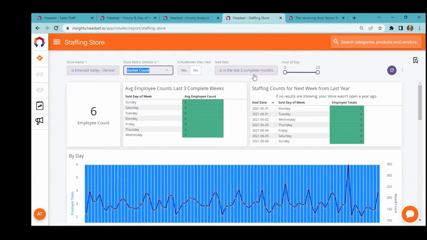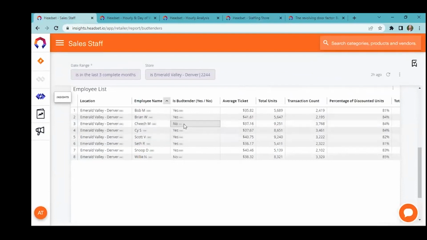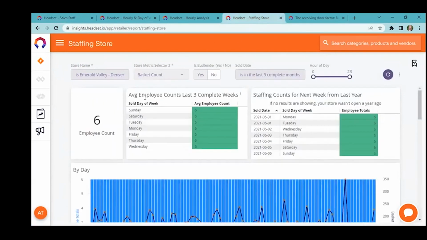Sold day, I'm again looking at the last 3 complete months, and then hour of day, you can adjust this to be shorter or longer, but I'm just going to look at all my hours. Once I have all those selected, I can see that my employee count equals 6. So I have 6 total bud tenders working on any given day. If we look back here, we can see that we have 6 bud tenders selected in this employee list. So that looks good.